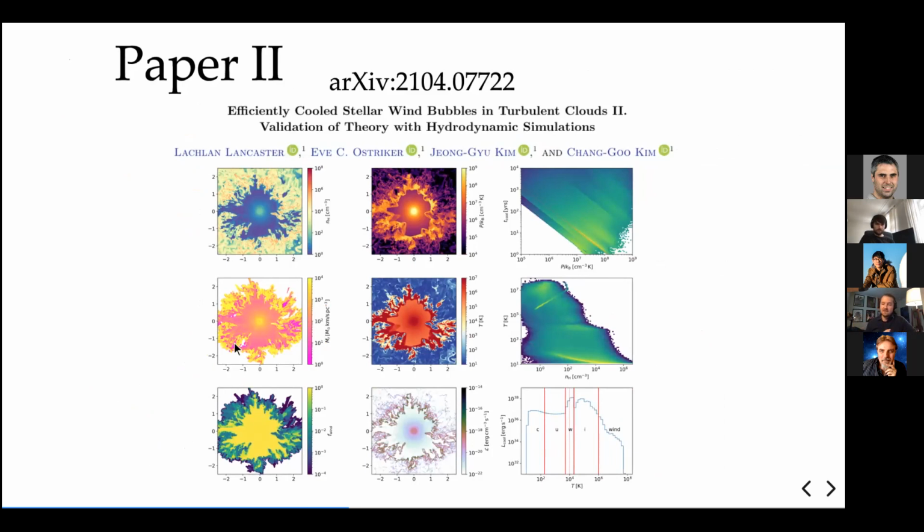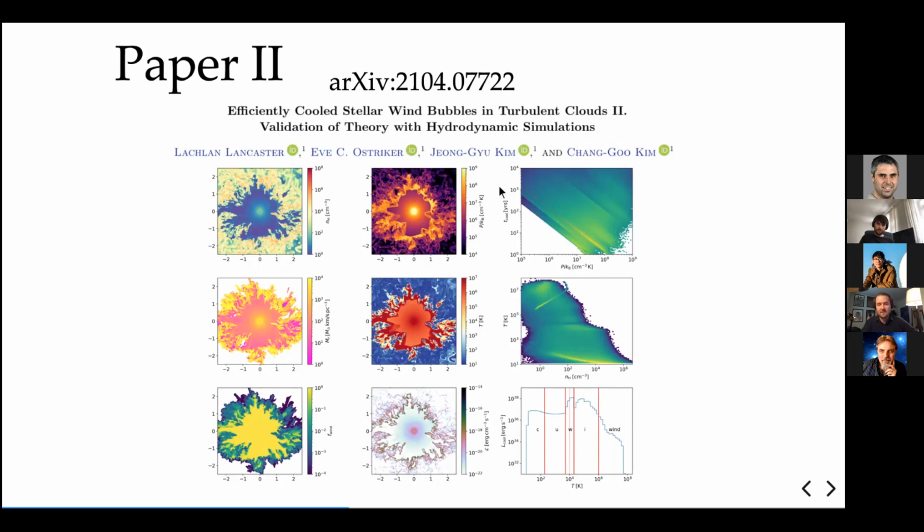In that paper, which was the theory paper, and then in this second paper, we validate the theory with a large suite of 3-dimensional hydrodynamic simulations. Here I'm showing a slice through one of the simulations run at high resolution for parameters which are something like a super star cluster. So this is 10 to the 5 solar masses within a radius of 2.5 parsecs. And the panels are showing density, pressure, and cooling time versus pressure of the gas, which we predict.